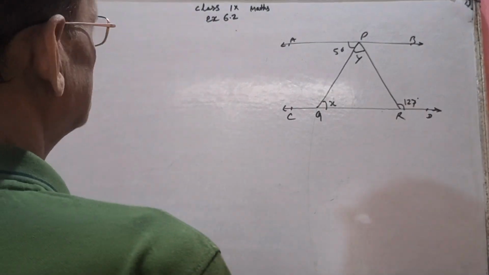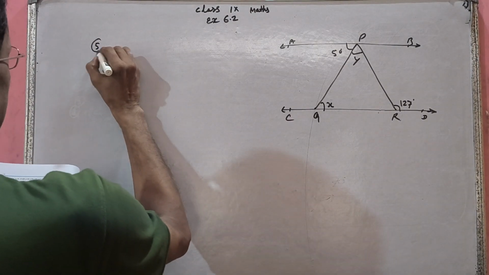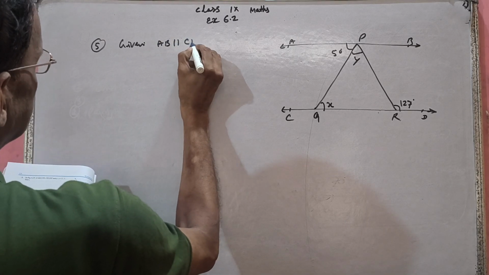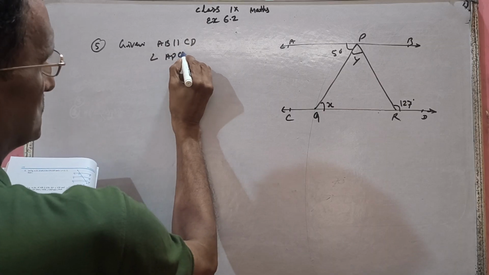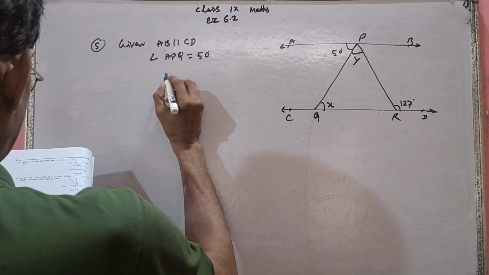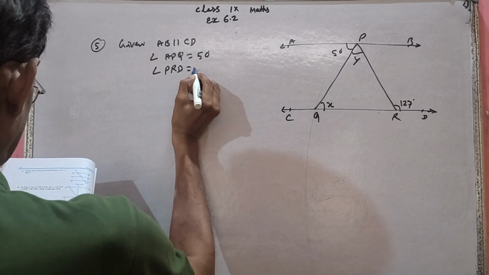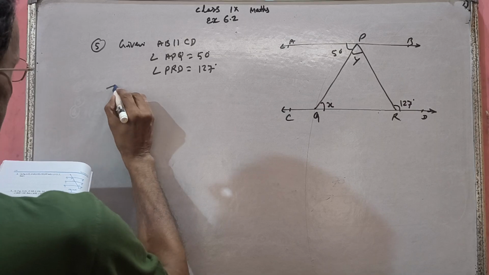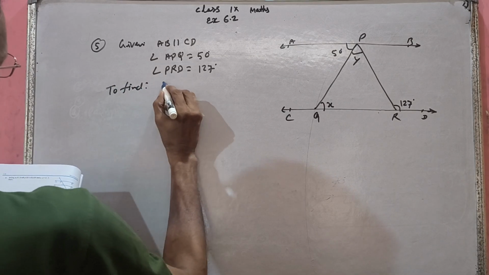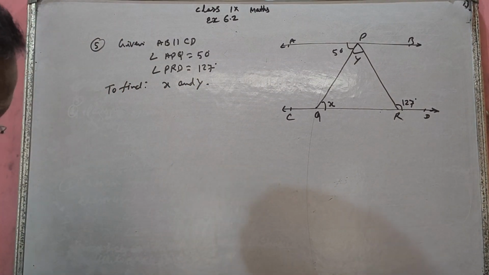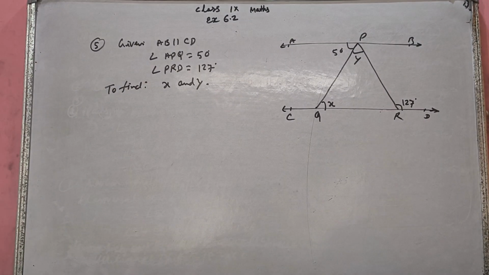Okay, first write the given. Question number 5, we are talking about the given. AB parallel to CD is given. Angle APQ is given as 50 degrees. Angle PRD is given as 127 degrees. Then we need to find X and Y. Okay. This is simply based on the parallel line property.